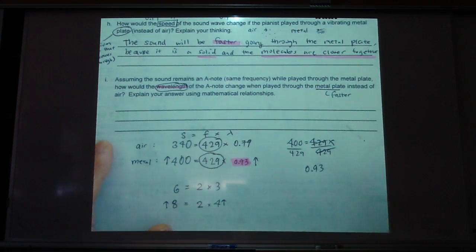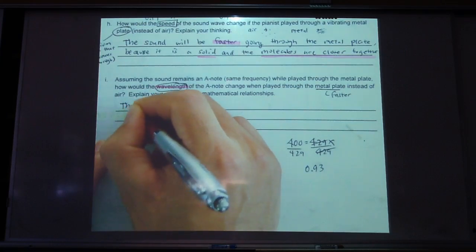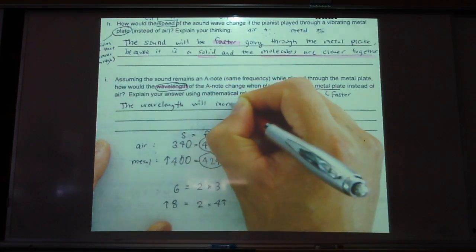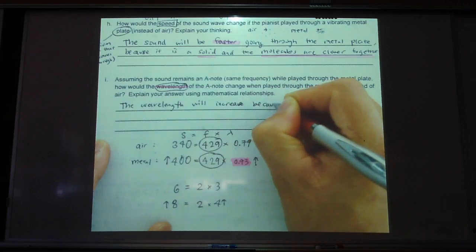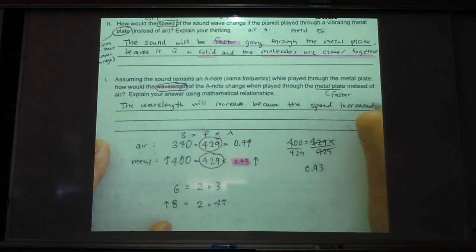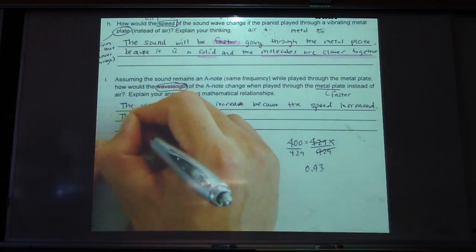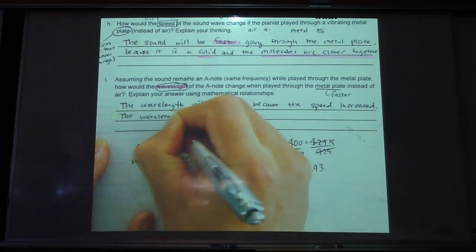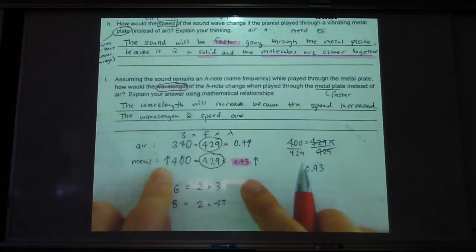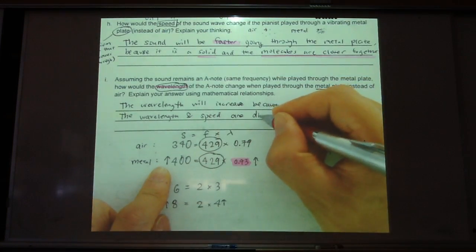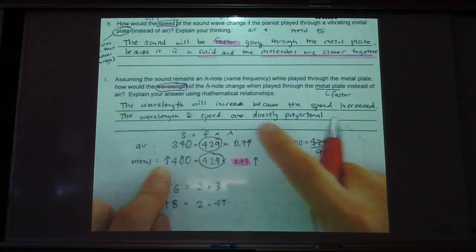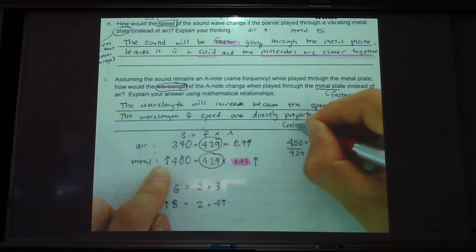So the way that we answer this is by saying the wavelength will increase because the speed increased. And then you would say that the wavelength and speed are, in this case, when one goes up, the other goes up, it is called directly proportional. You can also say directly related. It's up to you.